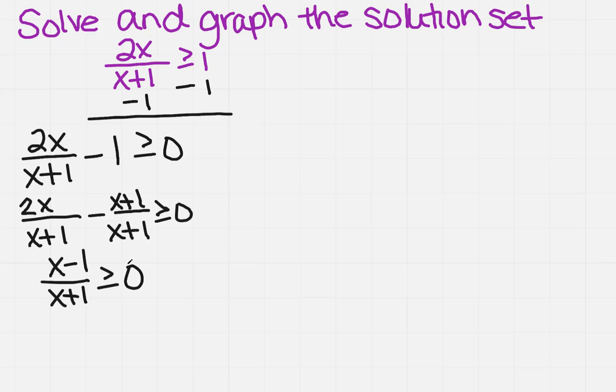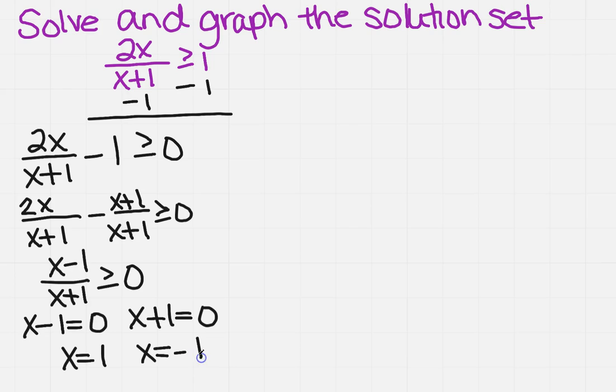Now, with rationals, it's a little different. Remember, to find our boundaries, we're going to have to set the numerator as well as the denominator equal to 0. So that is the one catch for the rationals. So that's going to give me x minus 1 is equal to 0, and x plus 1 is equal to 0. So x will equal 1, or x will equal negative 1.